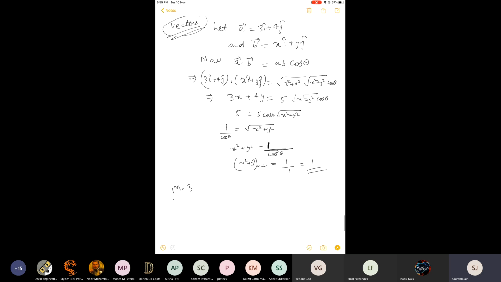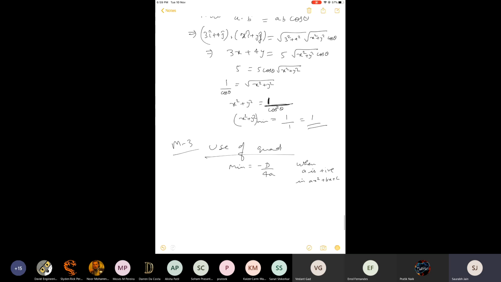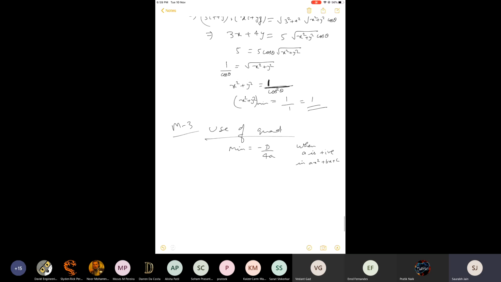Method 3 is use of quadratic. Okay, I told you. Minimum value is minus d by 4a when a is positive in ax square plus bx plus c. This is the concept. So there only I could have written the answer. Then I'm telling you one more method here, and that is coordinate geometry. That also is visible, not visible here, but you should try to see things in all types of ways.